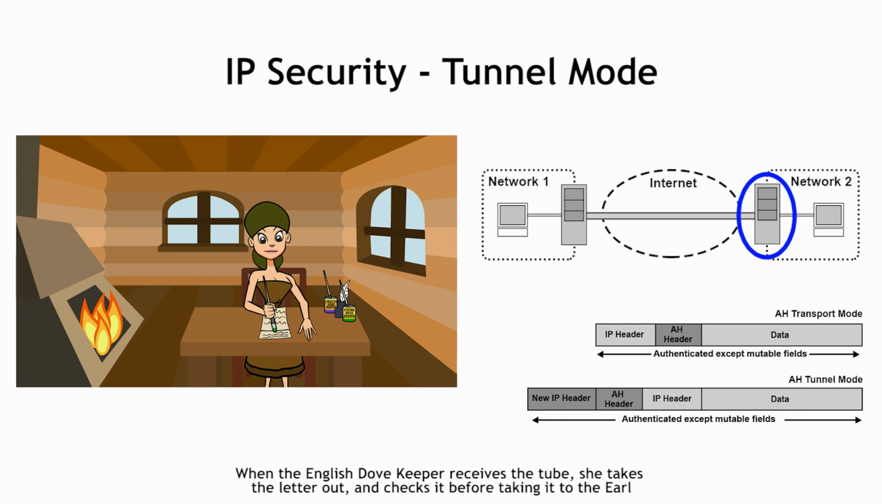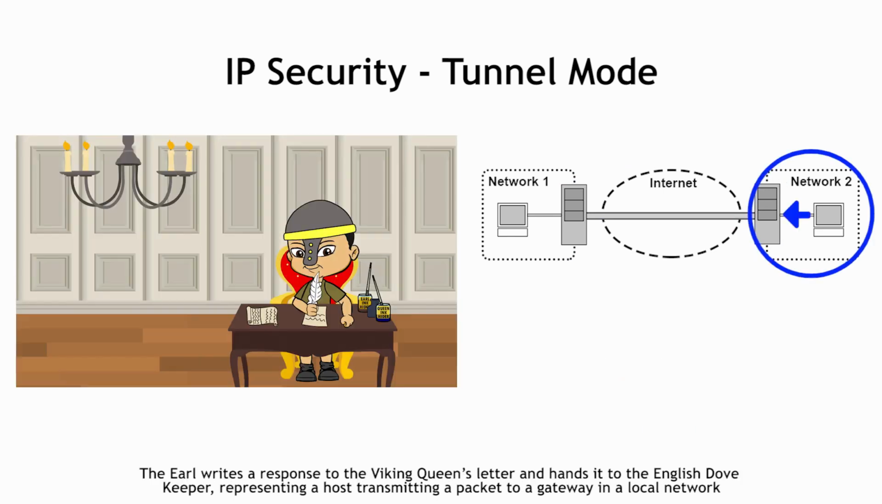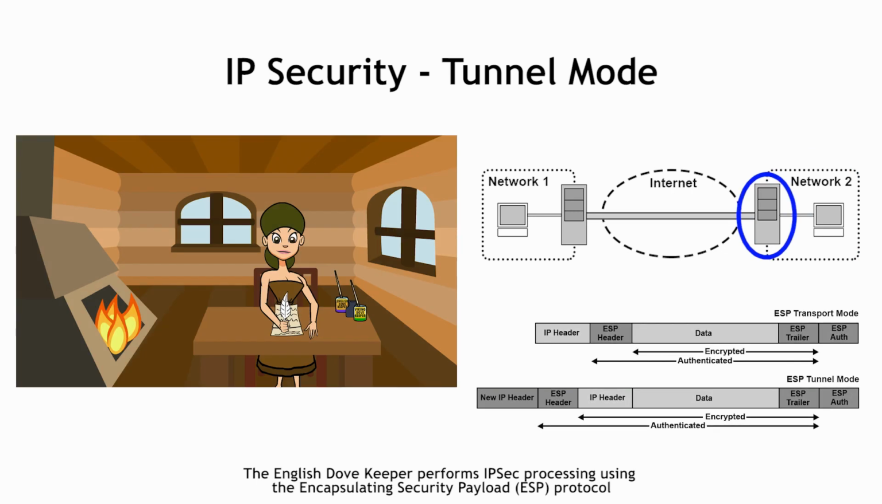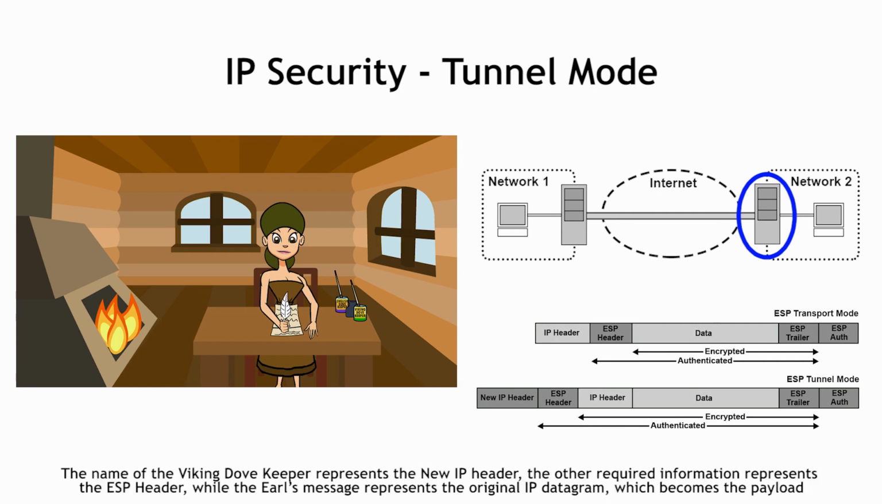When the English dove keeper receives the tube, she takes the letter out and checks it before taking it to the Earl. The Earl writes a response to the Viking Queen's letter and hands it to the English dove keeper, representing a host transmitting a packet to a gateway in a local network. The English dove keeper performs IPsec processing using the Encapsulating security payload protocol. The name of the Viking dove keeper represents the new IP header, the other required information represents the ESP header, while the Earl's message represents the original IP datagram, which becomes the payload.